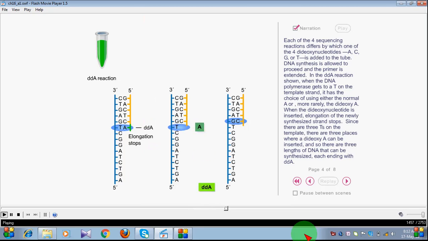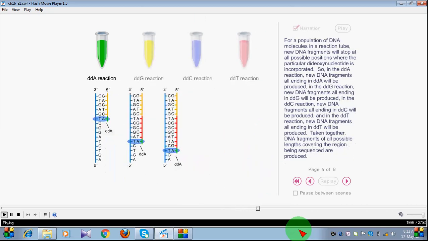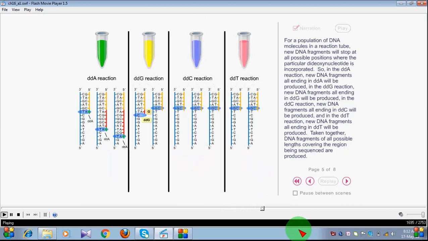Since there are 3 T's on the template, there are 3 places where a dideoxy A can be inserted, and so there are 3 lengths of DNA that can be synthesized, each ending with DDA. For a population of DNA molecules in a reaction tube, new DNA fragments will stop at all possible positions where the particular dideoxynucleotide is incorporated. So, in the DDA reaction, new DNA fragments all ending in DDA will be produced.